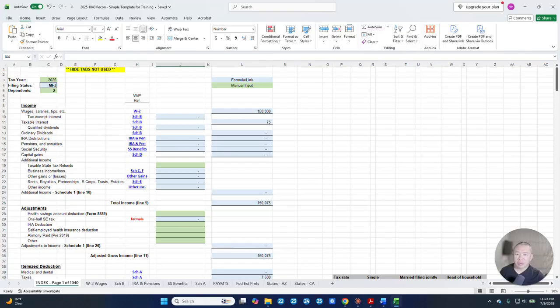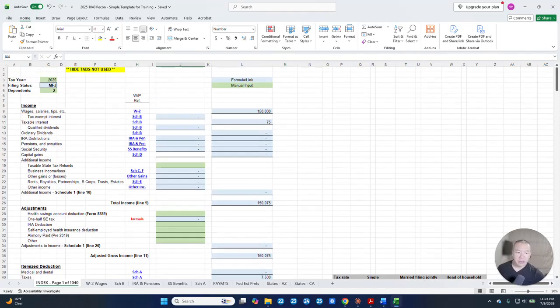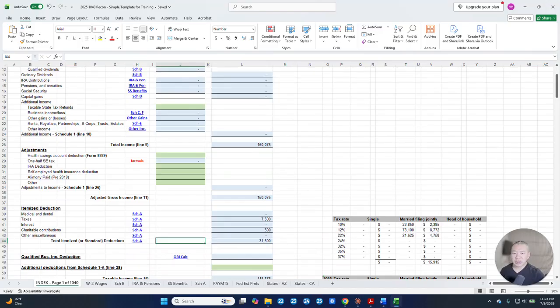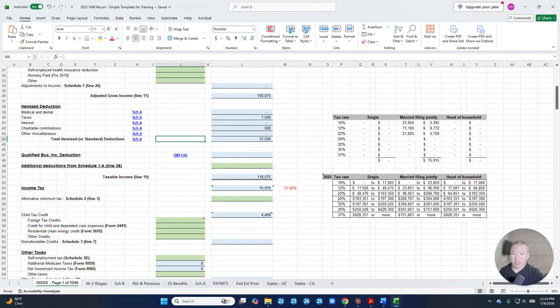And both these dependents are under the age of 17 at the end of this tax year. So this should look like the first page of a 1040 tax return. You have $150,000 of total W-2 wages, $75 of interest, total income $150,075. We took the freebie standard deduction. So your taxable income, what the IRS uses to determine your taxes, is $118,575. And this little formula box shows you how it's calculated.